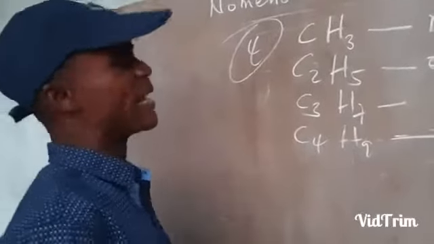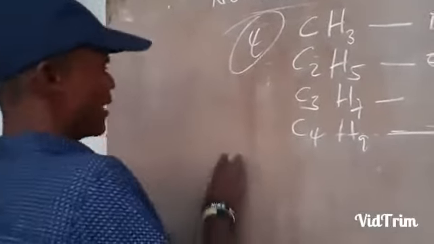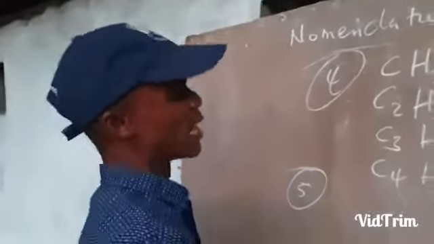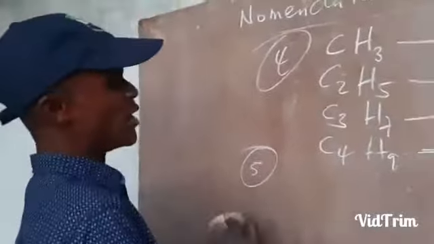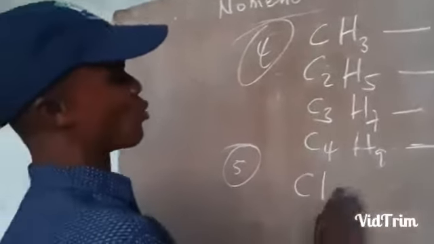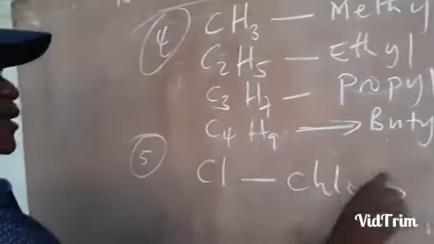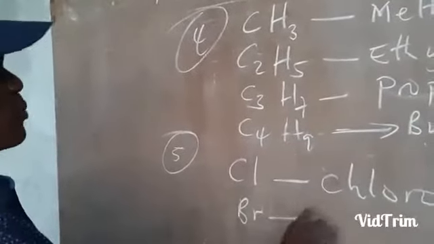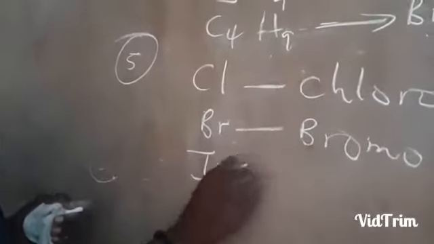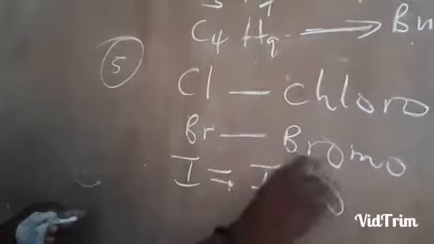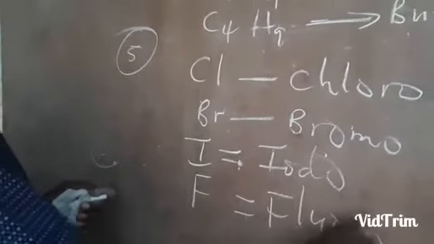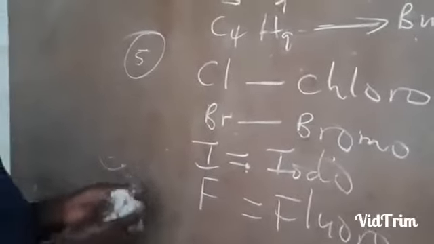Now, if that is the case, we go to rule number 5. Rule number 5 says halogens are named as follows. That means how to name halogens, group 7 elements. When you see Cl, it is no more chlorine but chloro. When you see Br, it is no more bromine but bromo. When you see I, it is no more iodine but iodo. And F becomes fluoro. Those are the basic rules in naming that one.